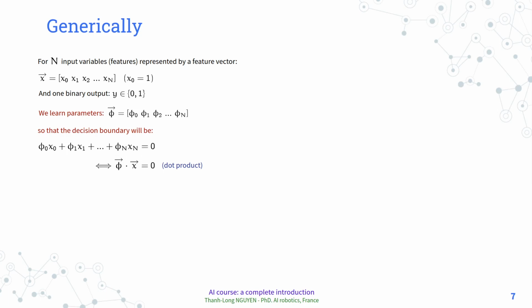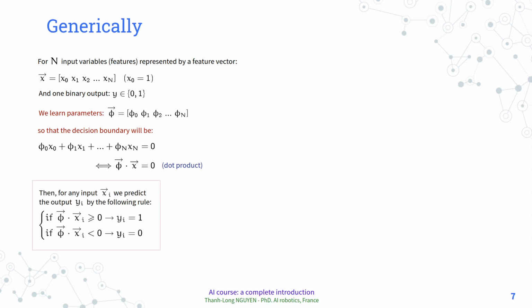By the way, I would like to inform you that later sometimes I will say phi instead of vector phi or x instead of vector x if they do not cause any confusion, okay? Just for the simplification of speaking. Finally, once we find the decision boundary, for any input xi, we predict the output yi by the following rule. If phi dot xi is greater than or equal to 0, then we predict y as 1. Otherwise, we predict y as 0. In this way, we construct a linear classifier for the binary classification problem.